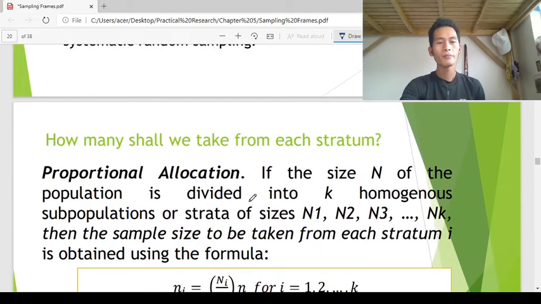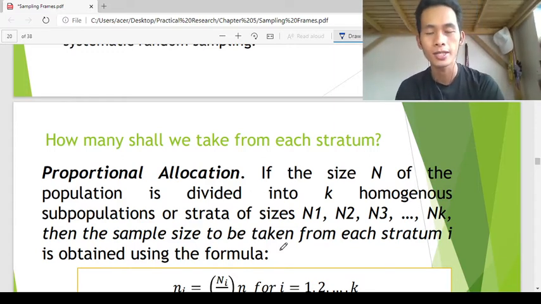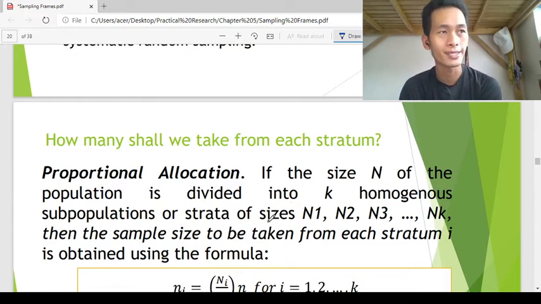Now, how many shall we take from each stratum? That is the next question. How many shall we take from each stratum? Like, for example, your respondents are the entire senior high school. You categorize it according to strand, right? Now, how many will you get from STEM, how many from HUMSS, how many from ABM. So we will be applying proportional allocation, right?